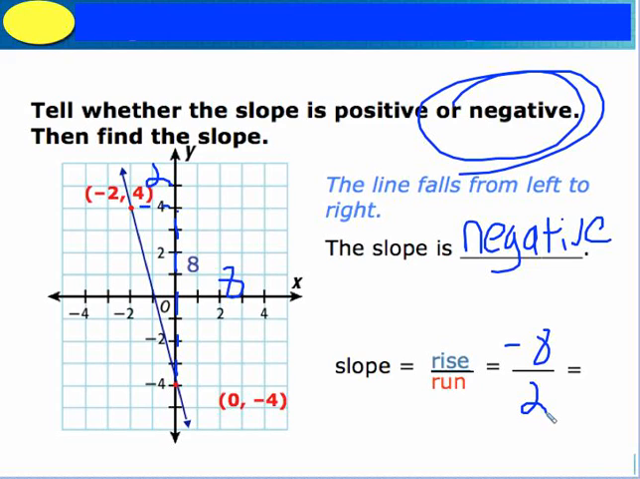Negative 8 over 2 equals negative 4, which means that if I were to use different points, or if I were to start at this point, I could rise 4, run 1. Since my slope is technically 4 over 1. It is 8 over 2, but 8 over 2 equals 4 over 1. So rise 4, run 1 should also work.